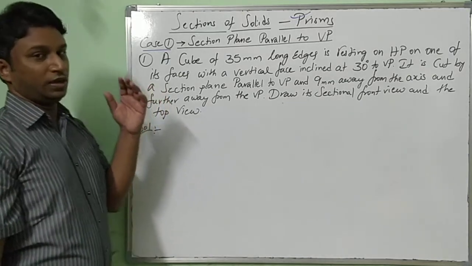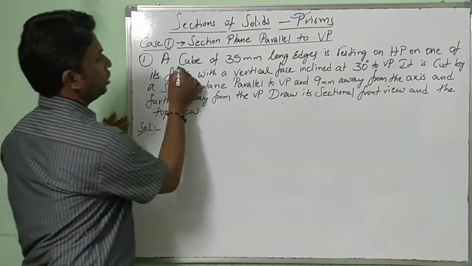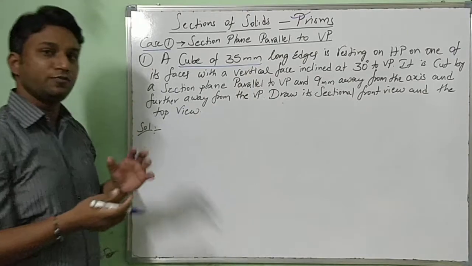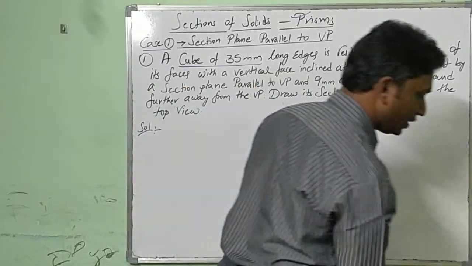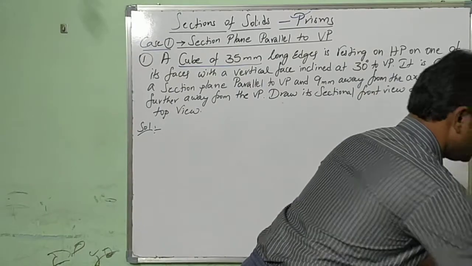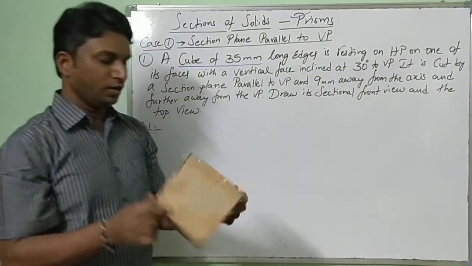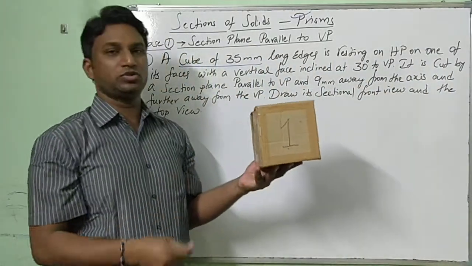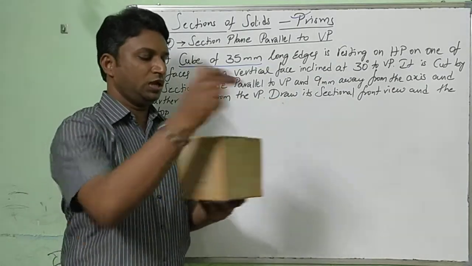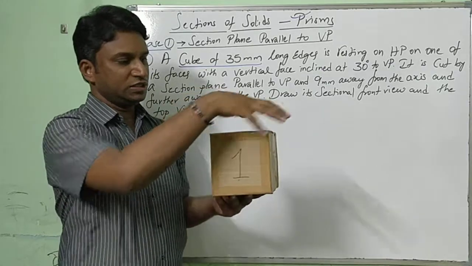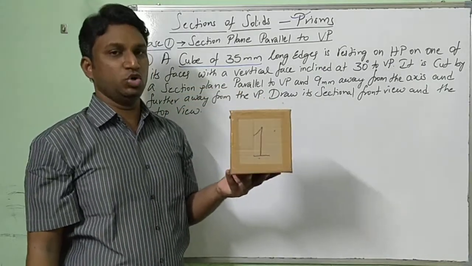Just analyze the question. A cube of 35 mm. What is the object given? Cube. What do you remember about a cube? A cube is also one kind of prism. We have 6 equal square faces. This is the cube which I am showing, with 6 square faces. 1, 2, 3, 4, 5, 6. 6 equal square faces. Cube.